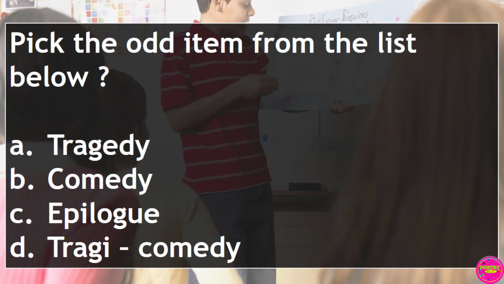Pick the odd item from the list below. A. Tragedy. B. Comedy. C. Epilogue. D. Tragicomedy. The correct answer to this question is C. Epilogue.